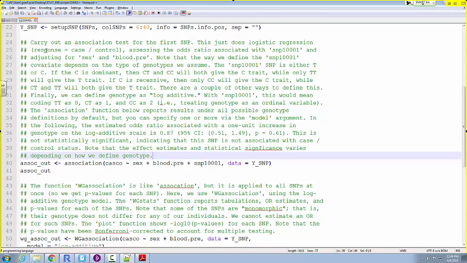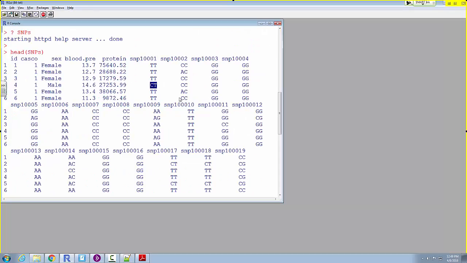Okay. So in my comments in the script file, we have to decide on this argument. The first snp is either a T or a C. So if we said C is dominant, then CT and CC will be the C phenotype, and only TT will be the T phenotype. If C is recessive, it's the other way around. One other option for coding things is log additive, over here in the help file.